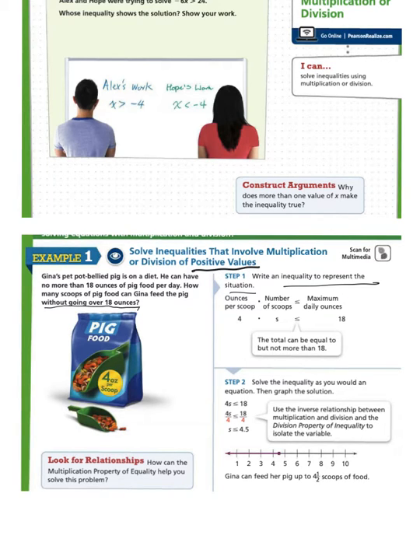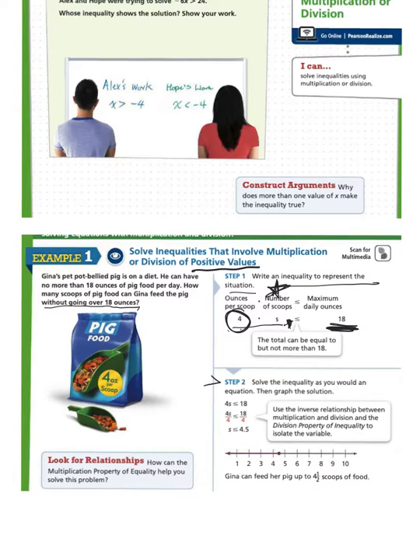So you know whatever the answer is going to be, it has to be less than or equal to 18. He can eat 18 ounces, but he cannot eat more than that. So you're going to use the less than or equal to sign. Then you're trying to figure out the number of scoops she can feed this pig. In each scoop, you have 4 ounces per scoop. So you have 4 times S is less than or equal to 18.